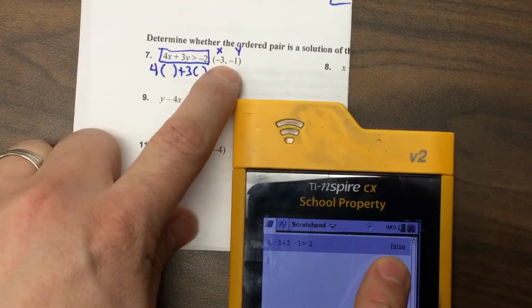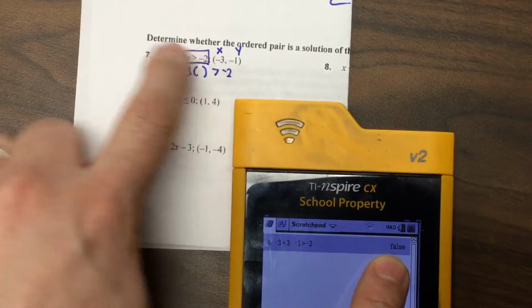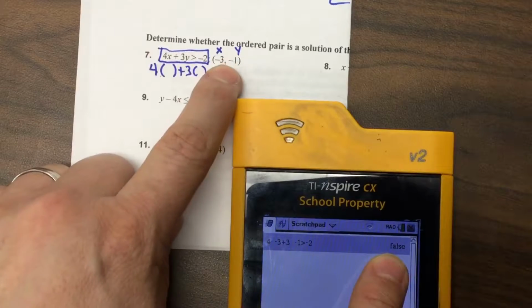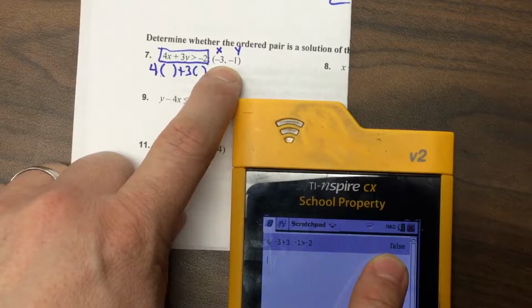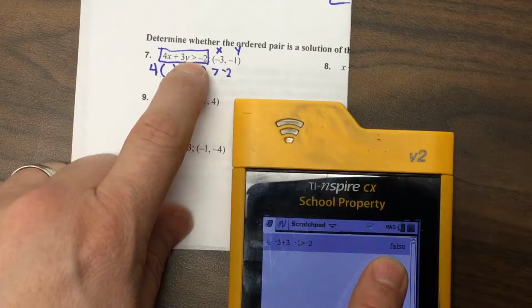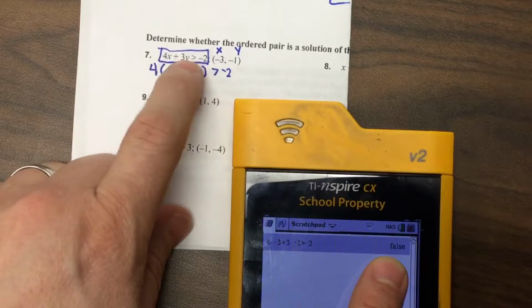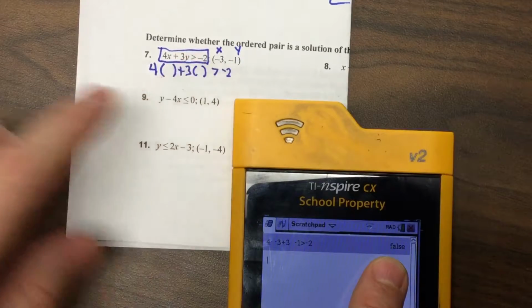That means this point is actually not part of the solution. Meaning if I graph this thing, this point is not going to be in the shaded area. The shaded area is where the solutions are. And if it had happened to have the equal part on there, the line would count as a solution too. But this one doesn't have that. So this is not part of the shaded area of this graph.